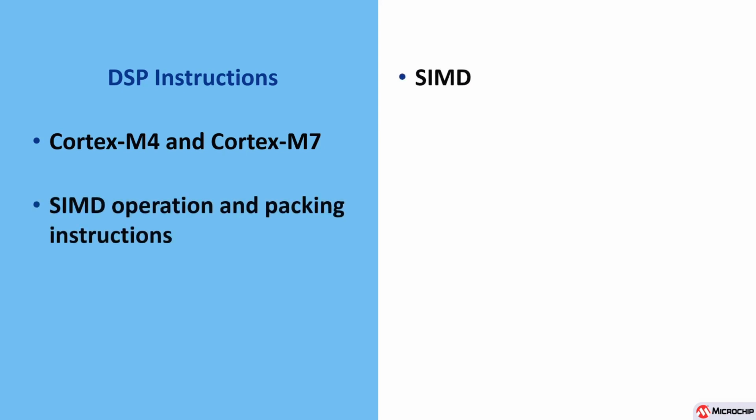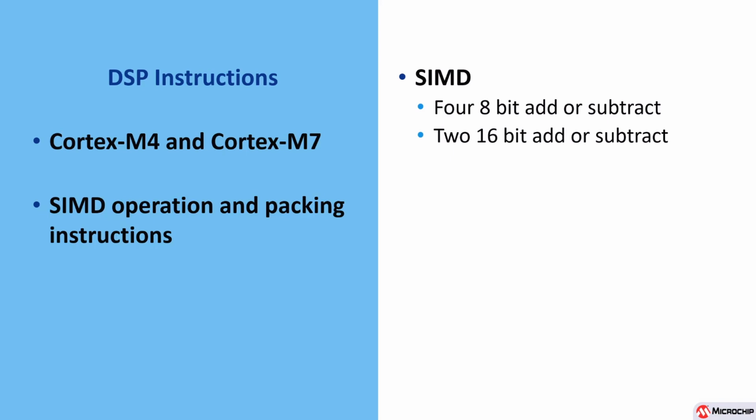The first one is SIMD operation and packing instructions. SIMD is a neat little acronym that stands for single instruction, multiple data. When you do that type of operation, because you have 32-bit wide registers, you could actually represent up to 4 8-bit or 2 16-bit data values in a single 32-bit register. And so the SIMD instructions will then do, in the case of 8-bit values, 4 independent add and subtracts in a single cycle, or 2 16-bit add or subtracts in a single cycle.